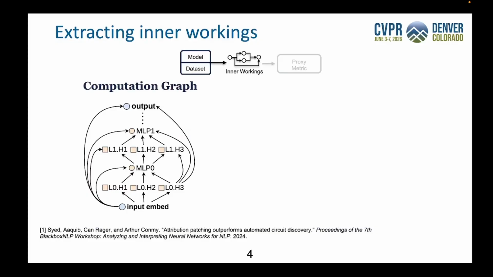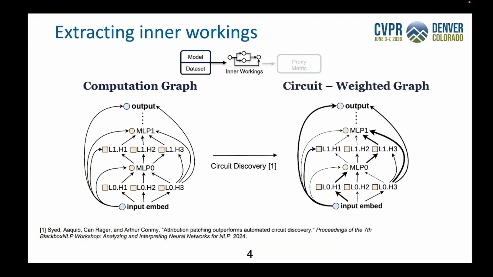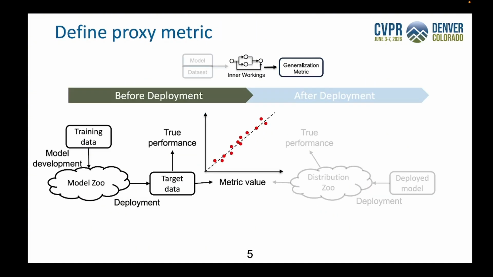We follow the circuit discovery method in mechanistic interpretability research to extract the model's inner workings. Given the computation graph of a transformer model, the circuit discovery method assigns importance weights to each edge in the graph, which represents the causal relationship between the model components. Then we define a proxy metric based on the extracted circuits.